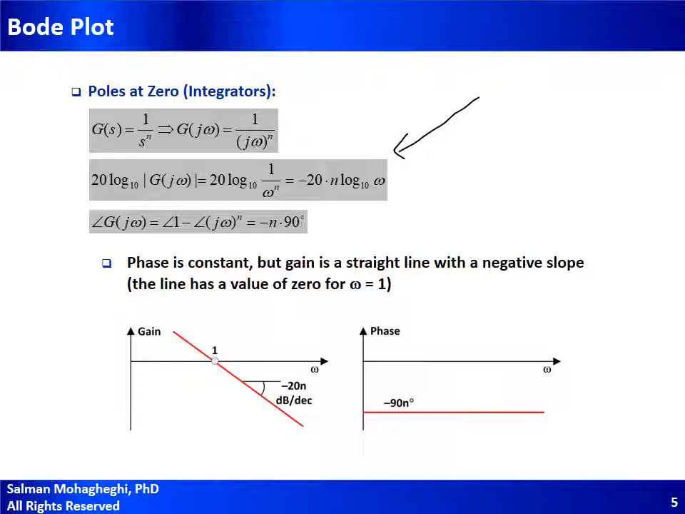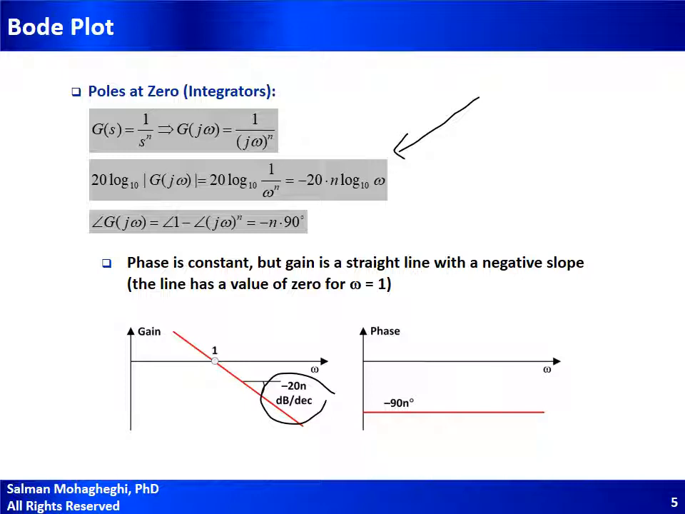This would be a straight line with a slope of negative 20 times n dB per decade. What does that mean? That means every pole at 0 is going to add this negative slope. If you have 3 poles at 0, that would be negative 60 decibel per decade.